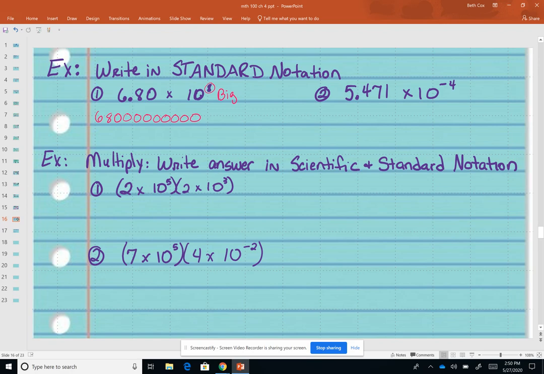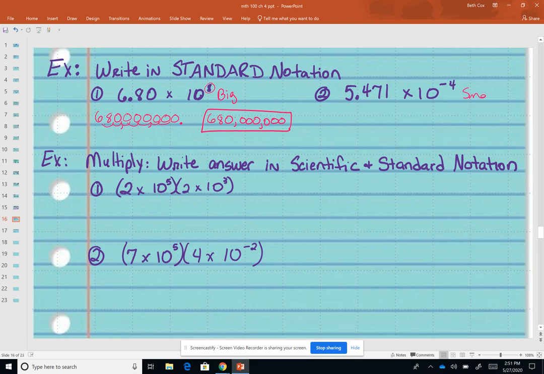So now my decimal started here, and so I'm going to count to 8. 1, 2, 3, 4, 5, 6, 7, 8. Ooh, I did need these 2 zeros. You see, it's not the number of zeros, it's the number of places. And so this is the correct answer. It's going to be 680 million. That's standard notation.